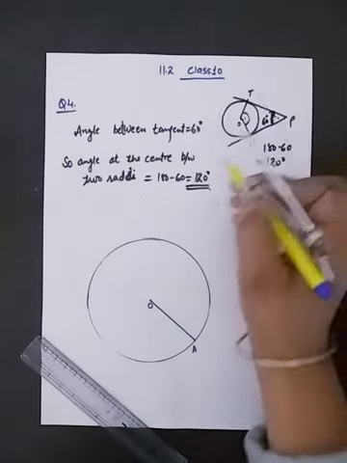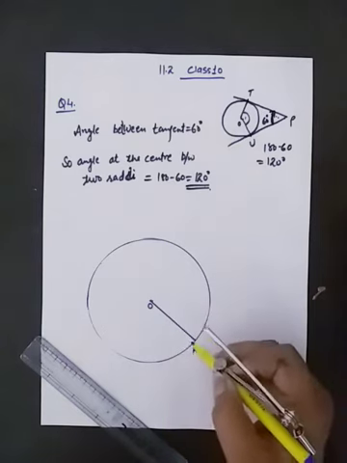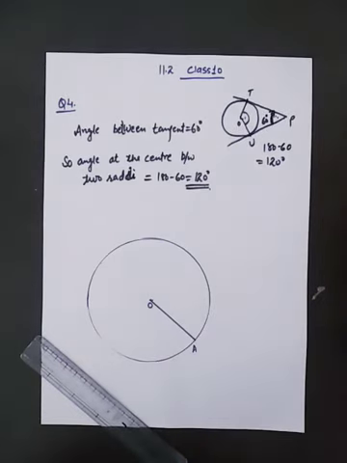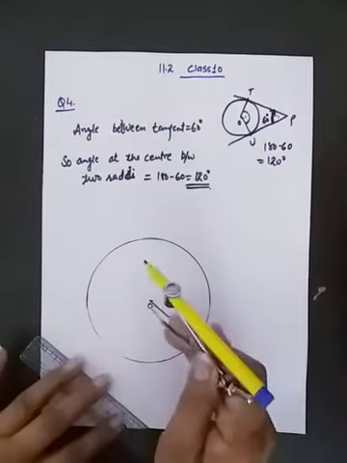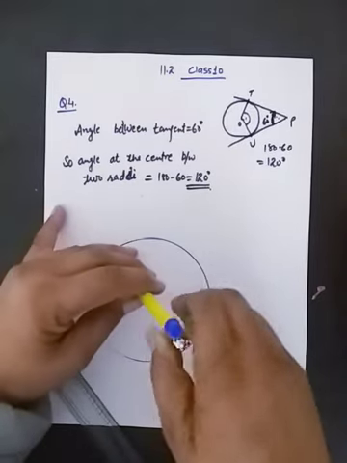Now central angle is 120 degrees. So at point O we have to draw an angle of 120 degree. So we can draw the angle of 120 degree at O very easily.